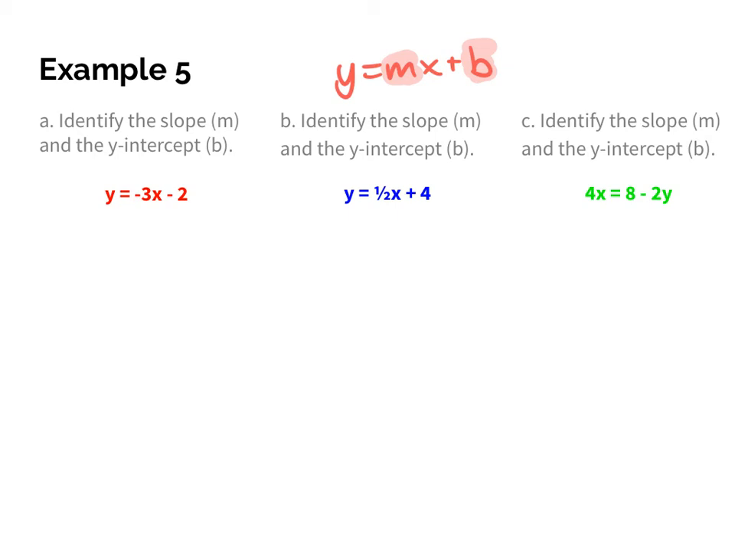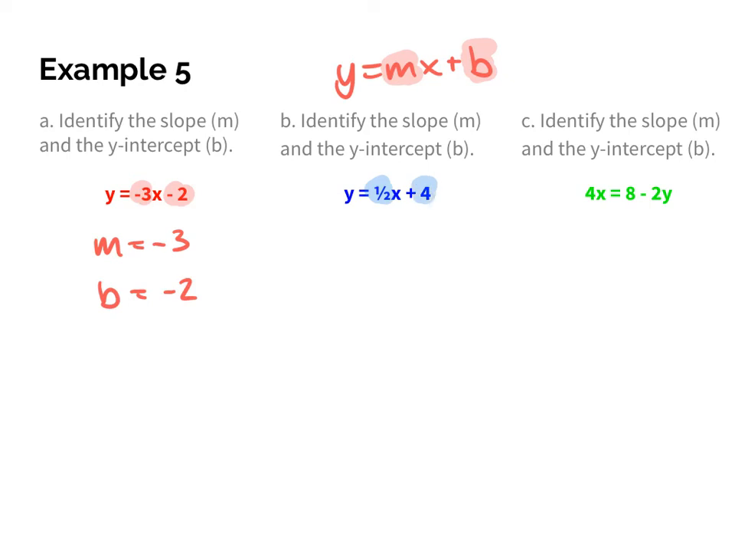So in this first one, I have y equals -3x minus 2. So the two numbers we're looking at are -3 and -2. So the number that's attached to x, -3, that's going to be my slope. I'll label that as m. And then -2 is going to be my y-intercept b, so that would be -2. Next example, I have y equals 1/2 x plus 4.